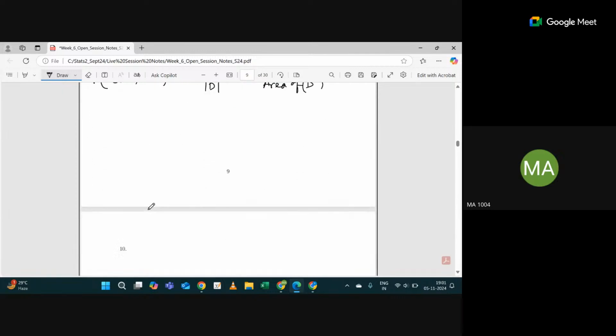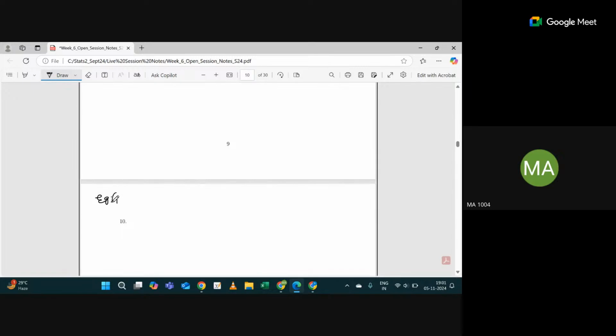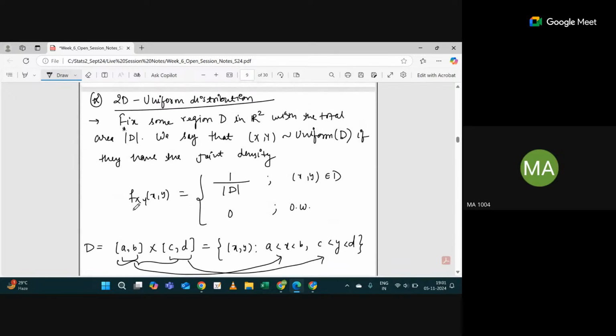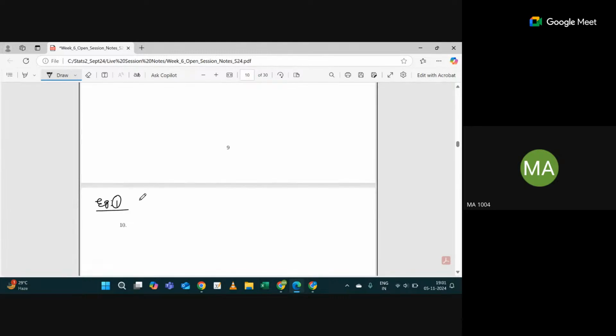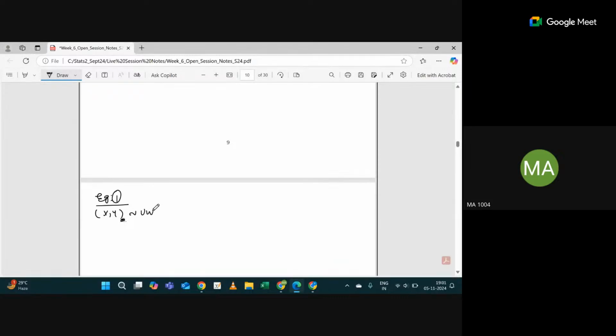Maybe that will give you more idea. So you can see how to find this joint density for this fixed region, 1 upon modulus of D. Let me solve this problem. Suppose I have (x, y), which is defined as uniform.